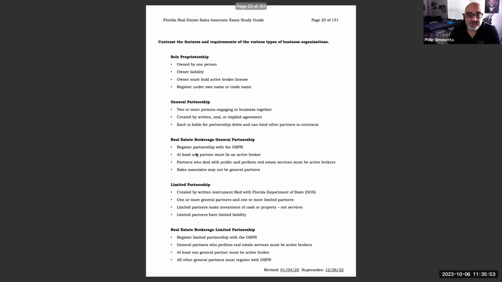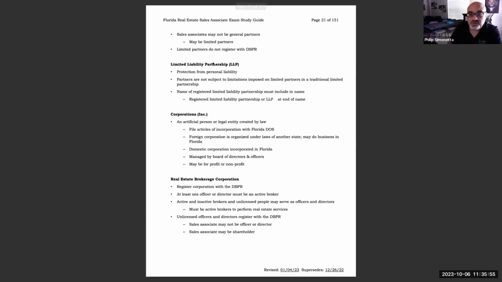Also, to finish up the limited partnership, sales associates may not be general partners. However, sales associates can be limited partners. They can be investors, but they cannot make any company decisions. The limited partners do not register with the DBPR. The general partners do. The limited partners do not.